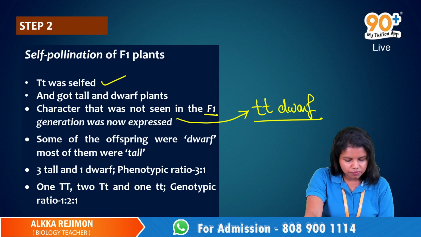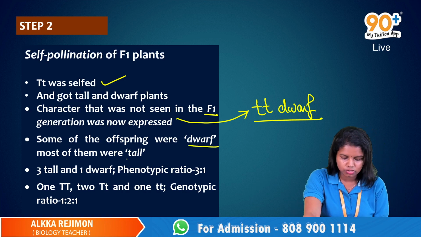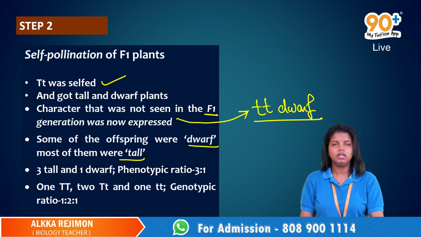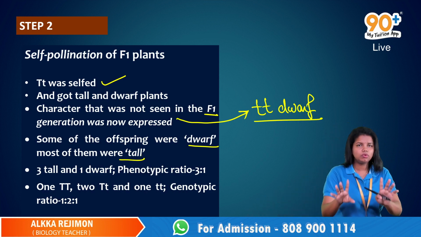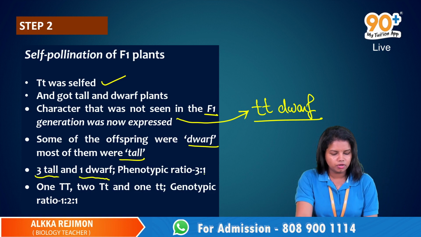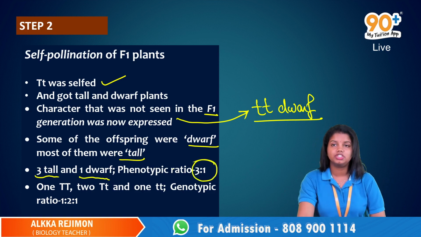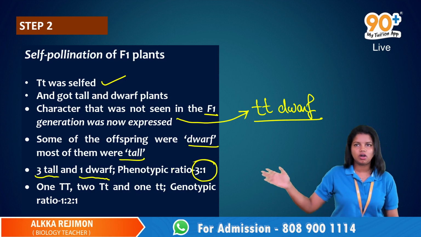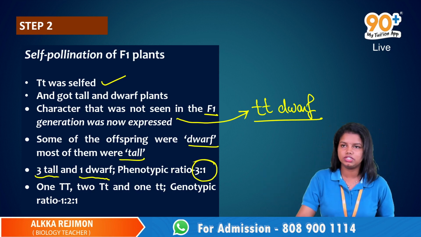Yes, some of the offspring were dwarf and most of them were tall. We saw it. 3 of them were tall and only 1 was dwarf. So 3 tall and 1 dwarf were produced. Therefore the phenotypic ratio is 3:1. Tall is to dwarf is equal to 3:1.